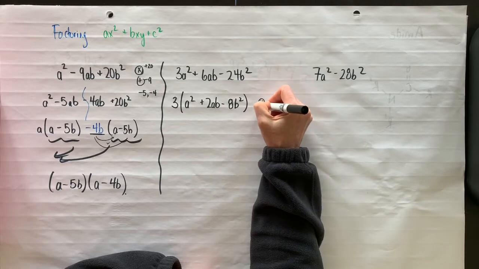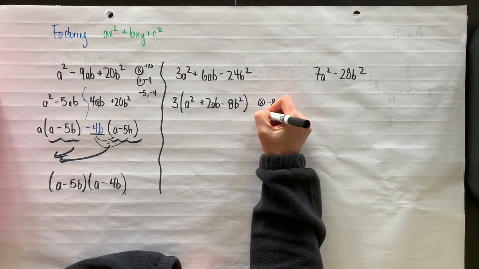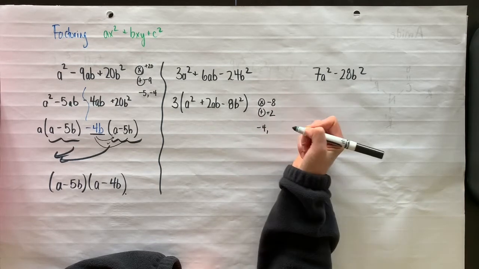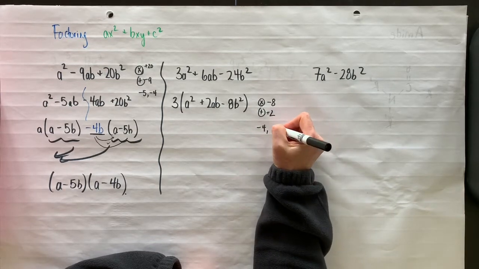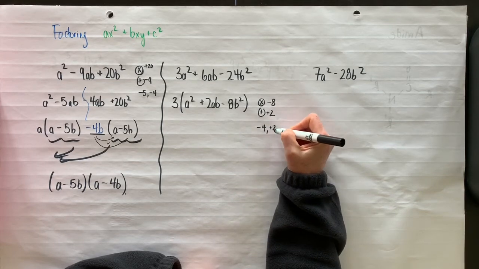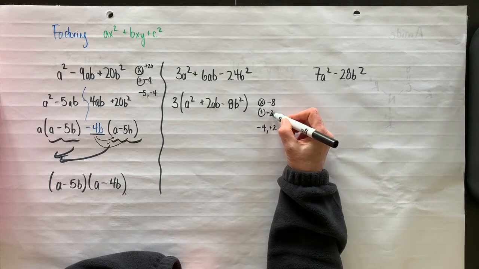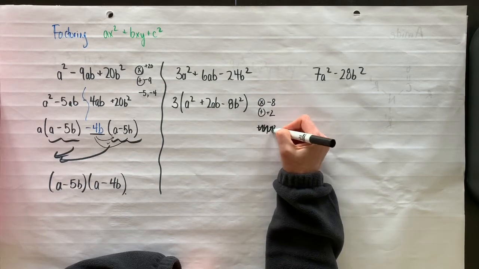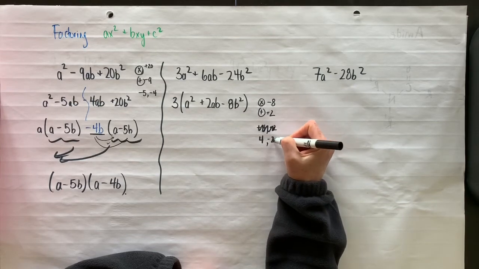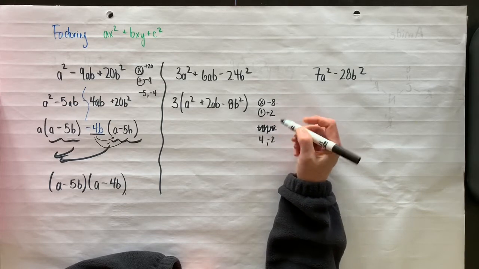Now I'm looking for numbers that multiply to negative 8 and add to positive 2. Again, I could do that whole list of numbers, but just to keep this short, I'm going to try negative 4 times positive 2 and just check that. Negative 4 times positive 2 equals negative 8. Negative 4 plus positive 2 equals, whoops, that's not right. Let's try it the other way around. How about 4 and negative 2? Positive 4 times negative 2 equals negative 8. Positive 4 plus negative 2 equals positive 2. So those are my right numbers.